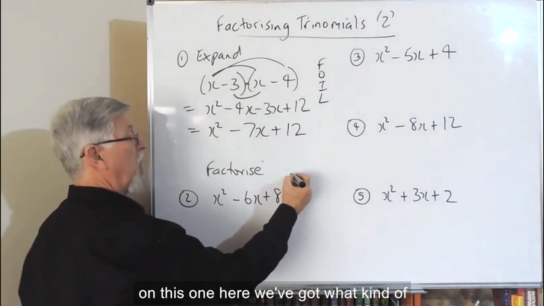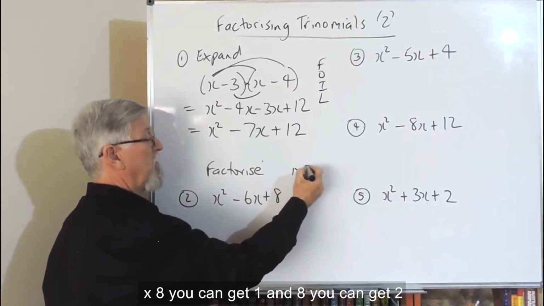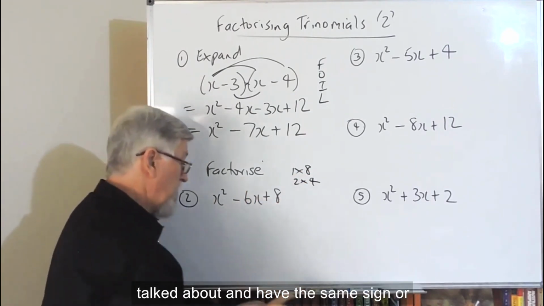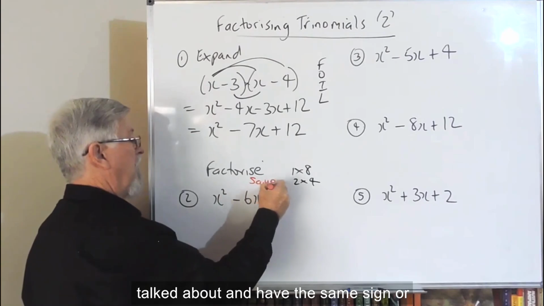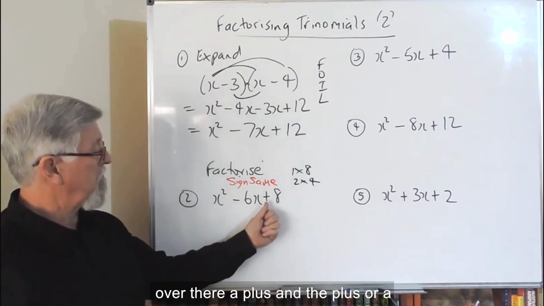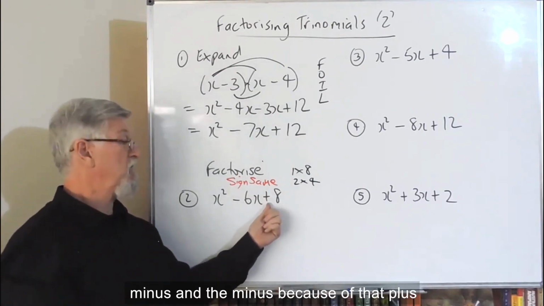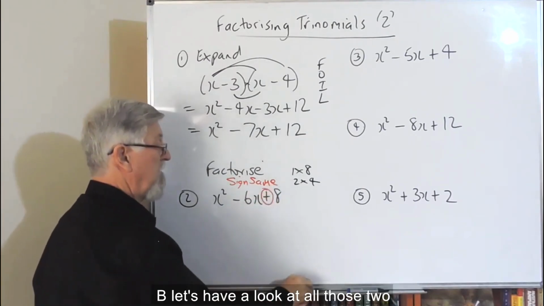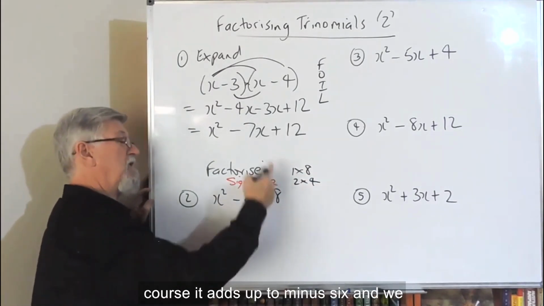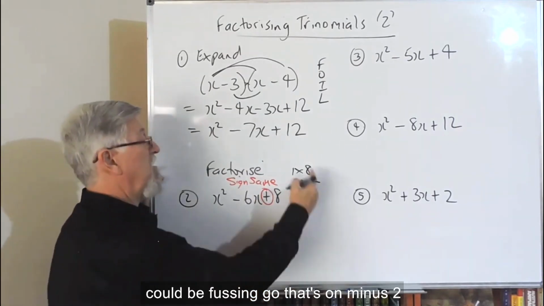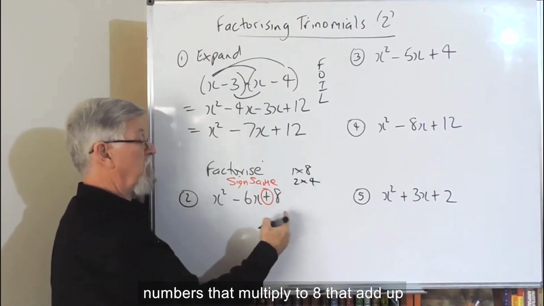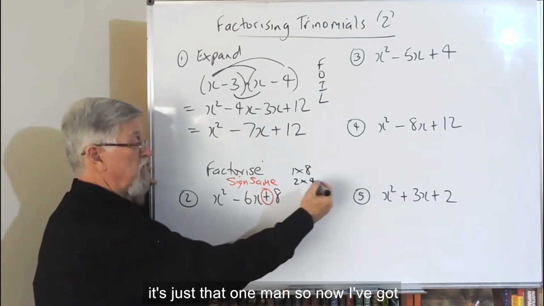one here. What can multiply to 8? You can get 1 and 8, you can get 2 and 4. Now because of this plus here, they have the same sign. So it's going to be either a plus and a plus, or a minus and a minus, because of that plus there. Of those two pairs, which one adds up to 6? Of course it adds up to minus 6, and we could be fussy and say that's a minus 2 and a minus 4. But when they're the same, you can ignore that and just go two numbers that multiply to 8 that add up to 6, which is that one there.